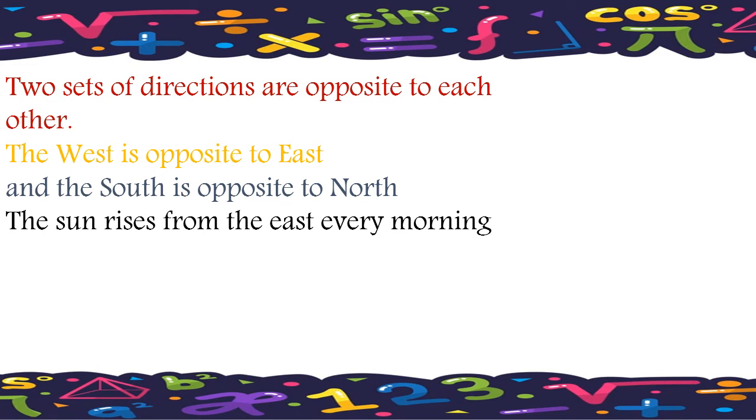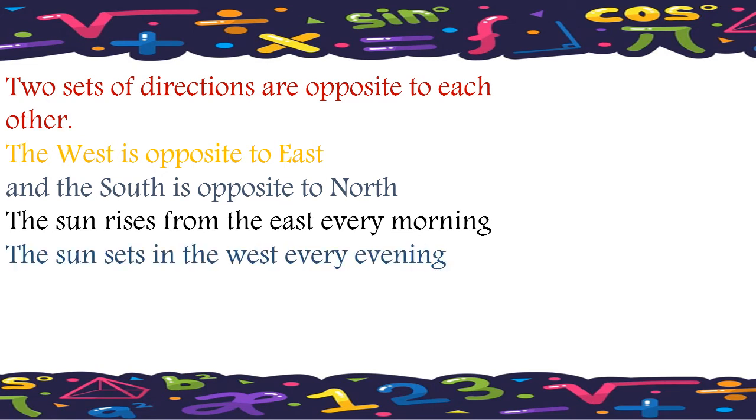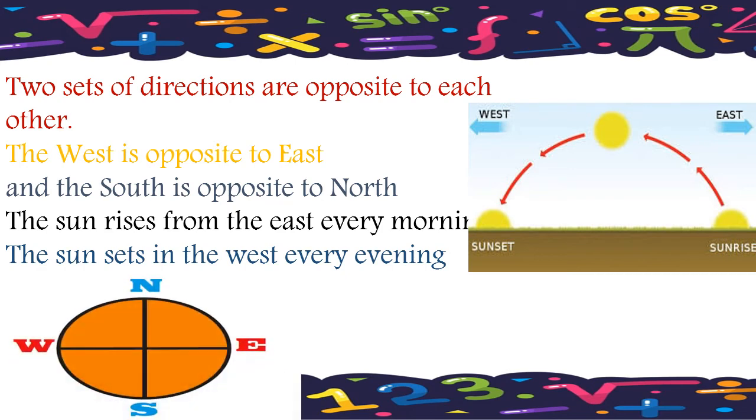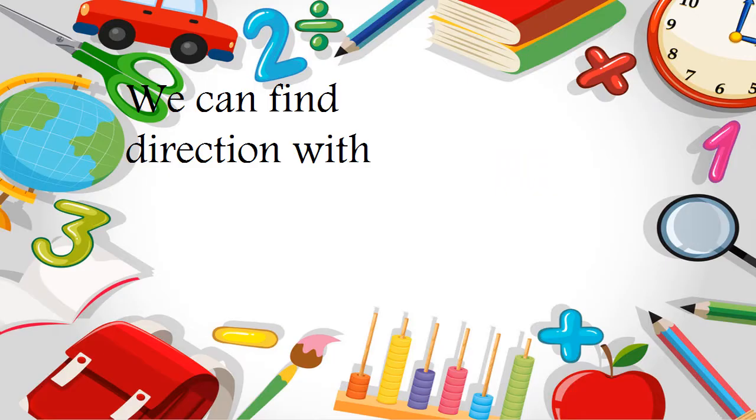The sun rises from the east every morning and the sun sets in the west every evening. You can see the picture. East and west, they are totally opposite to each other. From the east, sun rises and in the west, sun sets. Here also you can see north opposite south, east opposite west.